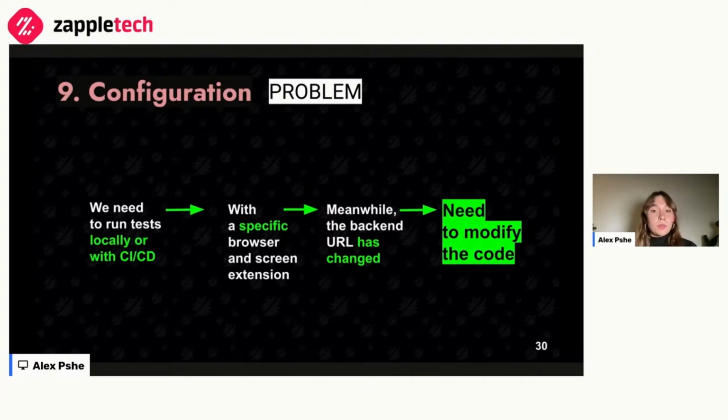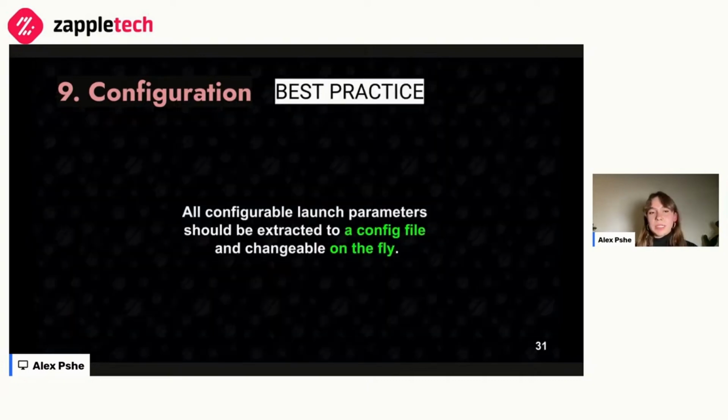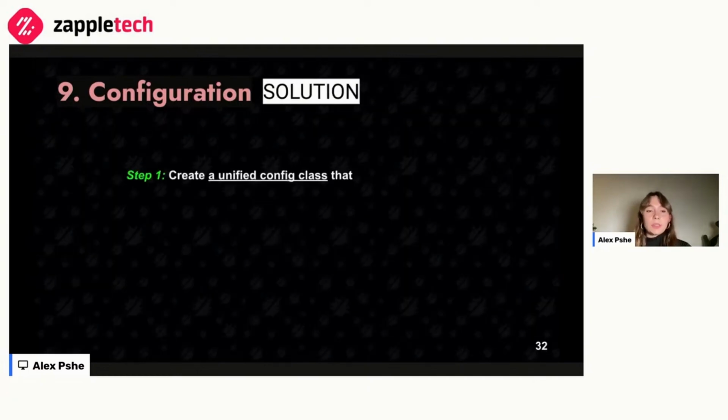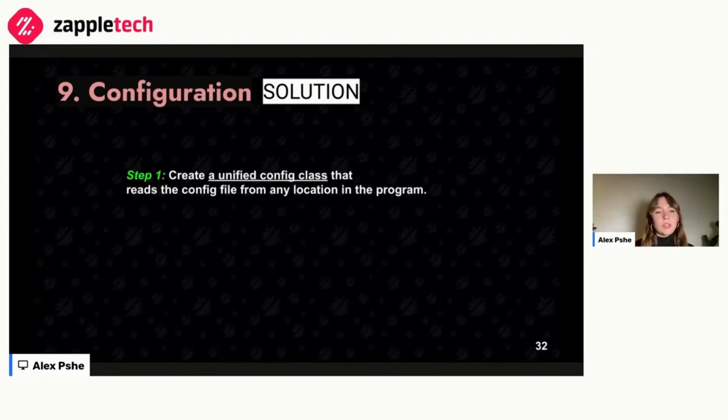So what can we do here? The best practice is that all configurable launch parameters should be extracted to a separate config file, which can be changed on the fly. Just basic things actually for any application, but tests are also some framework, some project application, so we also should support this functionality here. And how can we do it? First of all, you can create a separate config class that reads the config file from any location in the program.